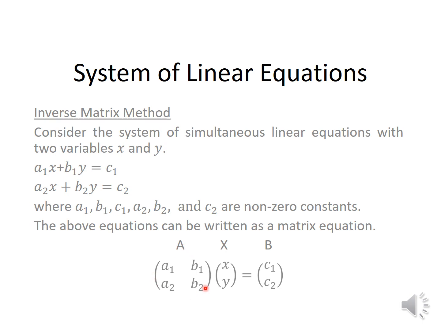Look at the matrix A: a1, b1 are the coefficients of x and y for the first equation, and a2, b2 are the coefficients of x and y in the second equation. And the matrix X is a 2 by 1 matrix. It's the unknowns x and y. And the matrix B also is a 2 by 1 matrix. It's the constants of the first equation and the second equation.